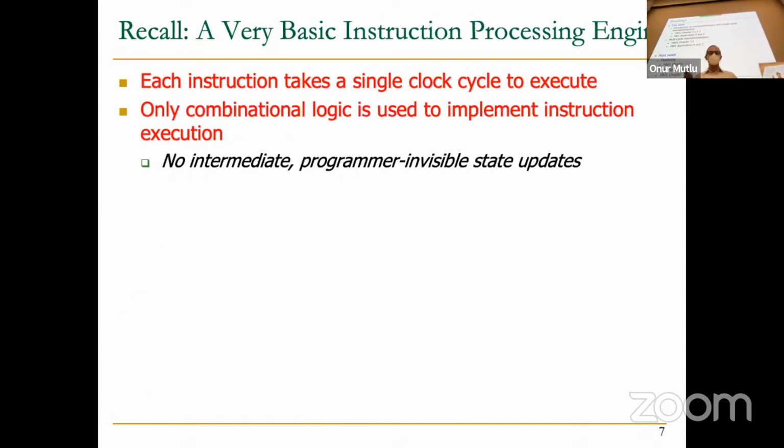Okay, so these are the readings. So this is what we were talking about. I'm going to get to it very quickly. Remember, we were building a very basic instruction processing engine, a computer essentially, and a single cycle machine basically. Each instruction takes a single clock to execute, and only combinational logic is used to implement the instruction. There are no intermediate programmer-invisible state updates. Later today, hopefully in the second half of the lecture, we're going to change that. But let's build this machine first.